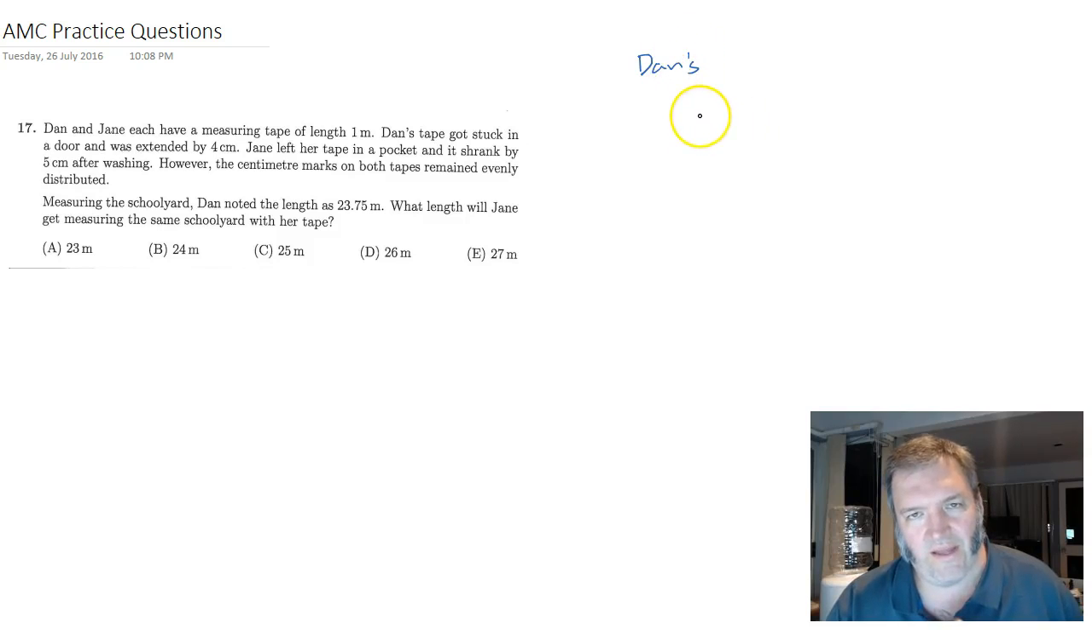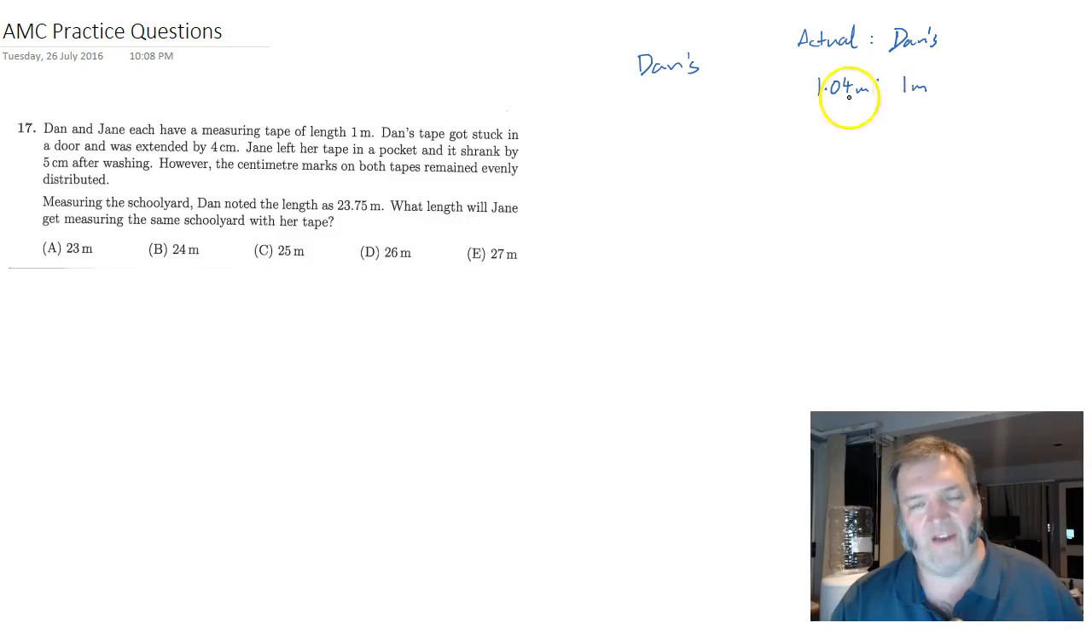So if we think about Dan's tape measure, his tape measure has been stretched a little bit. So the actual measurement is going to be longer than the distance he measures it. How much longer is the question? Well, we had 1 metre of actual length is actually, 1 metre on Dan's length. Oh, I've got that the wrong way around. So you've got to be careful with these ones. Actual, and here we have Dan's. 1 metre on Dan's is actually 1.04 metres of actual length.